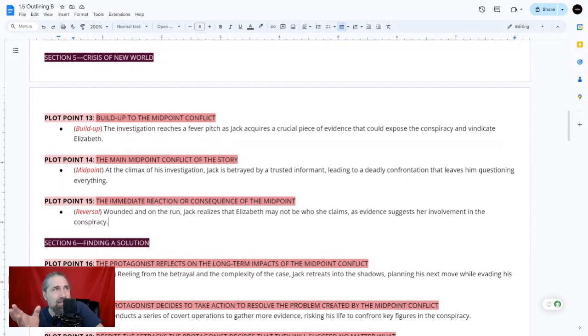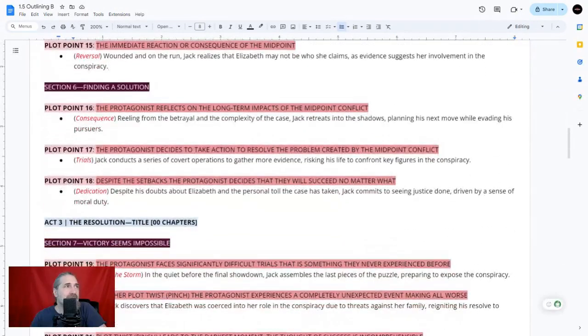Basically, everything leads to him being betrayed. He has some crucial evidence, and he's like, what's going on? There's some conspiracy and a verdict, and then we push towards him. And Jack is like, oh, I just got betrayed. This is horrible. He's wounded in the betrayal. So Jack realizes that Elizabeth may not be who she claims, which takes us to the rising action, finding a solution.